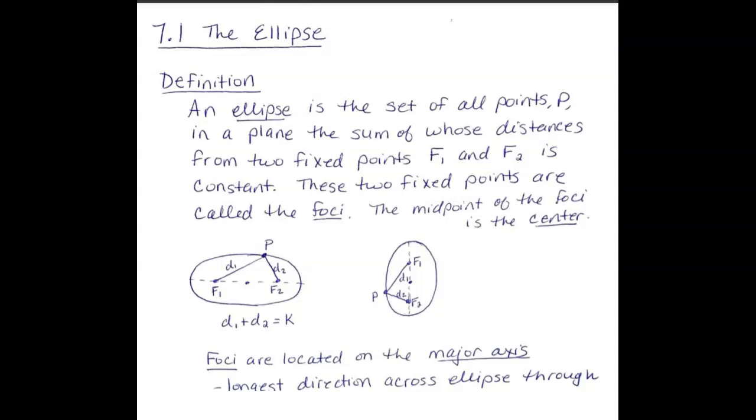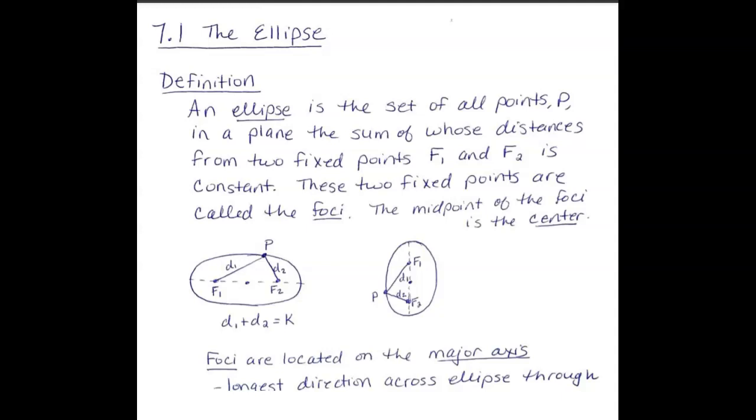In this video, we're going to begin Chapter 7 and talk about Section 7.1, called the Ellipse. This chapter has 3 sections and they cover what we call the conic sections. Section 7.1 covers the ellipse, Section 7.2 will cover the hyperbola, and in Section 7.3 we will revisit the parabola.